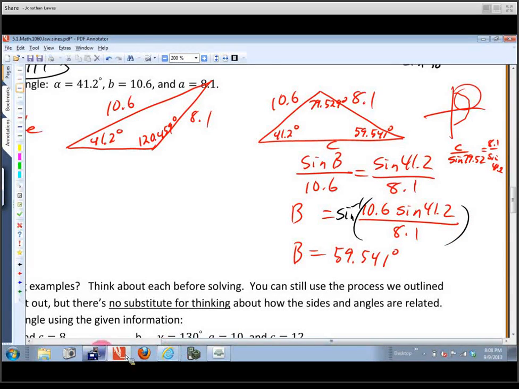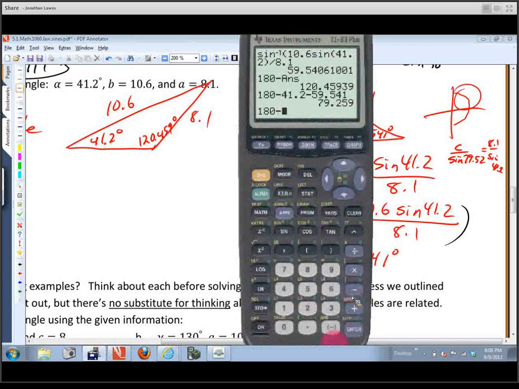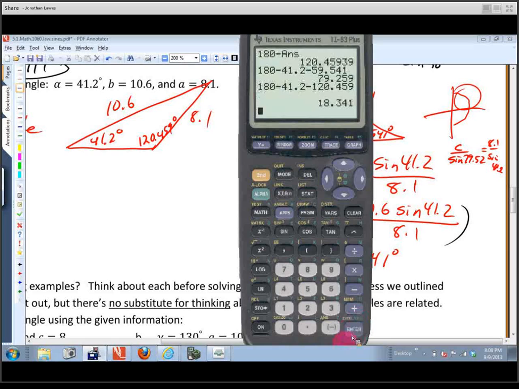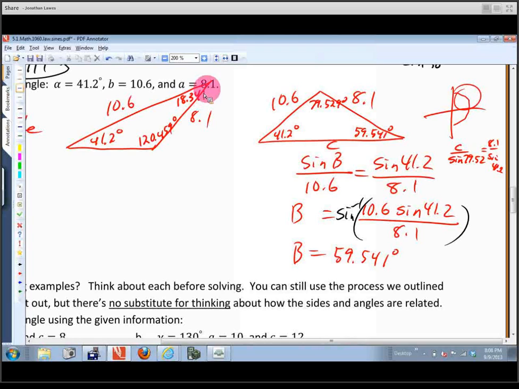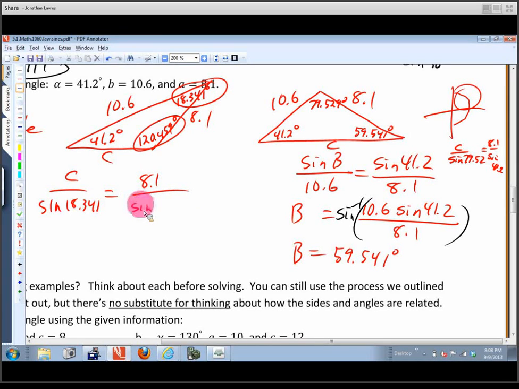On that one, we're going to have 180 minus 41.2 minus 120.459. And we're going to get 18.341. So this is 18.341 degrees. Okay, so I found those two missing angles, and now I want to find this side right here. Again, C over the sine of 18.341 should equal, we'll use the ones we have, 8.1 over the sine of 41.2. And let's see, so C would be equal to 8.1 sine 18.341 over the sine of 41.2.